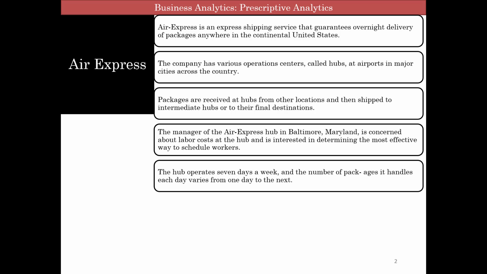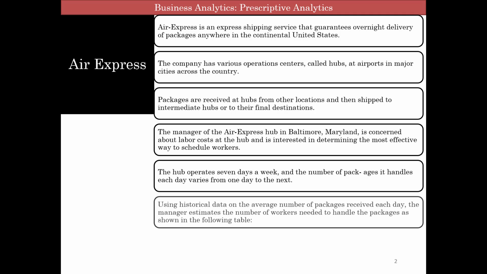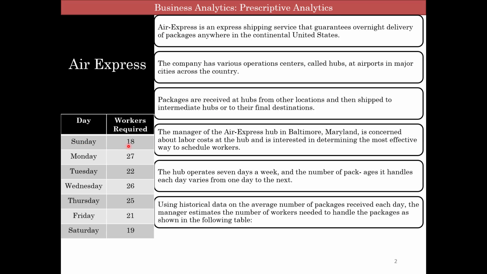The number of packages it handles each day varies from one day to the next. So they use historical data on the average number of packages received each day. The manager estimates the number of workers needed to handle the packages as shown in this table here. So on Sunday, he says he needs at least 18, Monday is 27, Tuesday is 22, and so on.